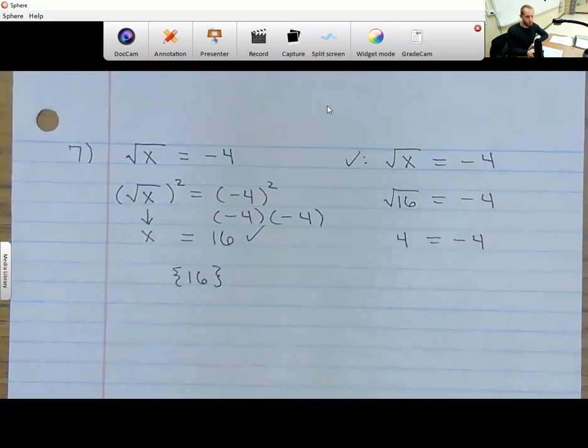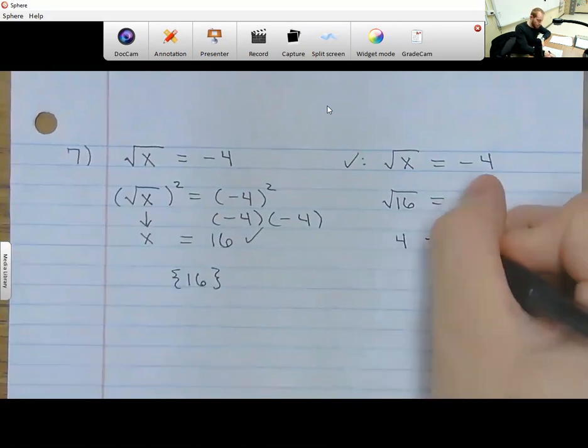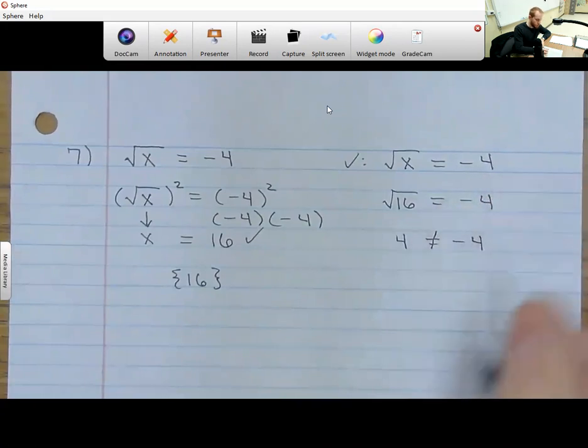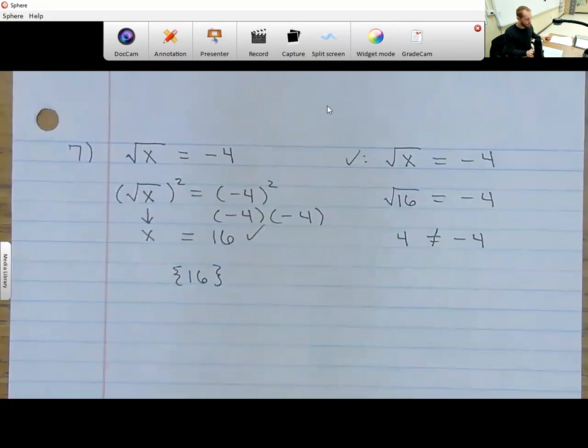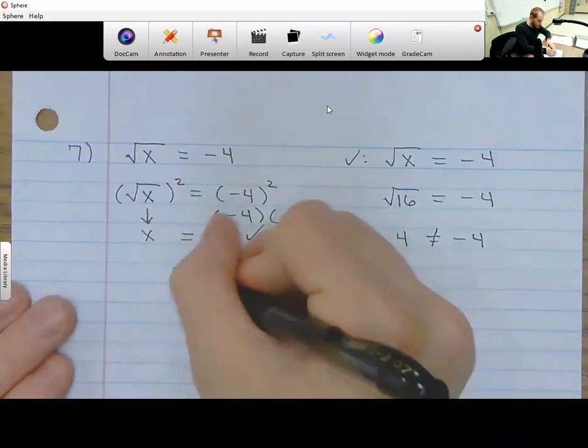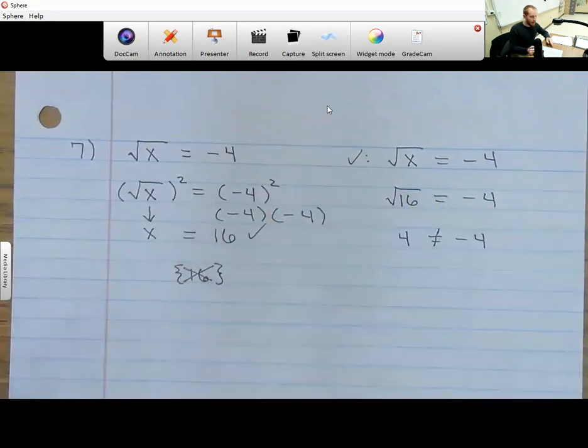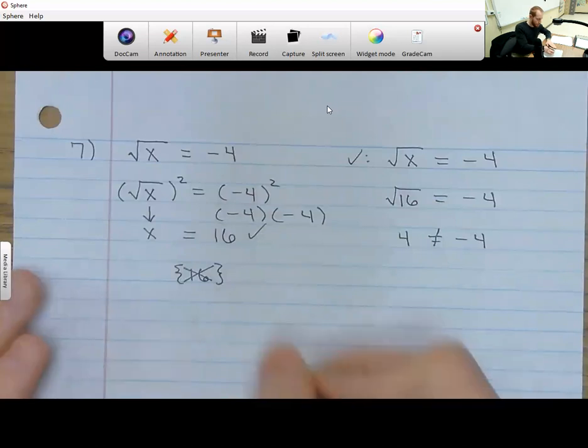So is this a true statement or is it a false statement? Well, it's definitely not a true statement. This is false. So I put not equal to. I just slashed through that equal sign. So I know that 16 does not belong in my solution set. So this is not going to work. My actual solution set is going to be the empty set, which means no solution.